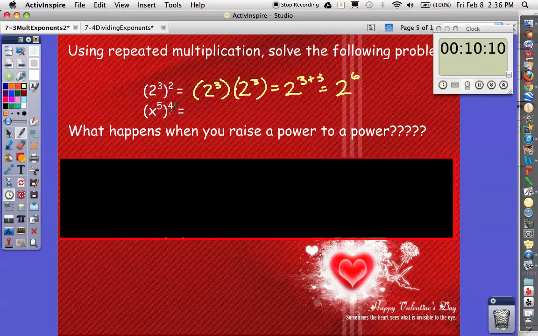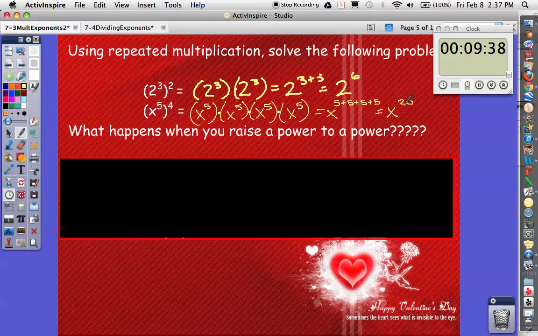Write out the next one for me, too. X to the 5th raised to the 4th power. That means we would have x to the 5th 4 times, right? Again, now we are multiplying the same bases. So what do we do when you're multiplying the same base? You add their exponents. So what's your new exponent going to be? X to the 20th.